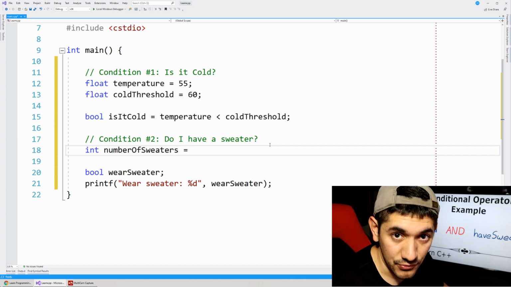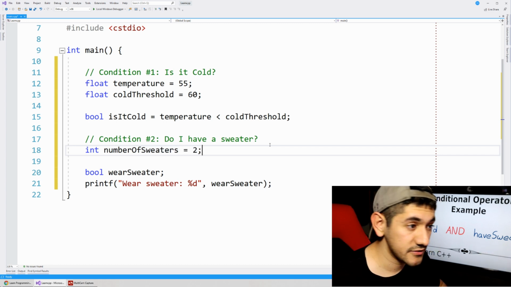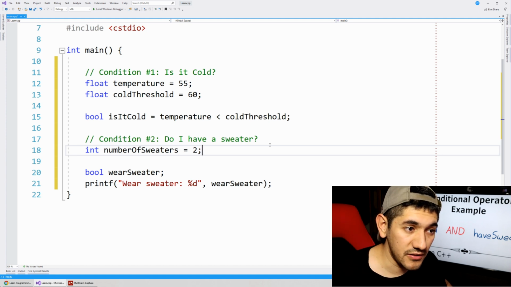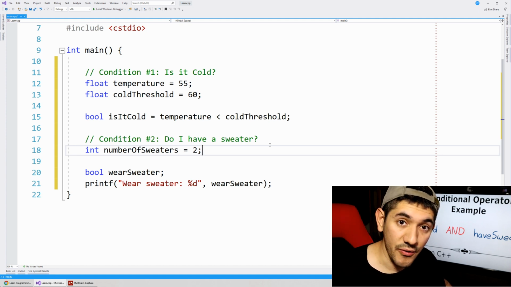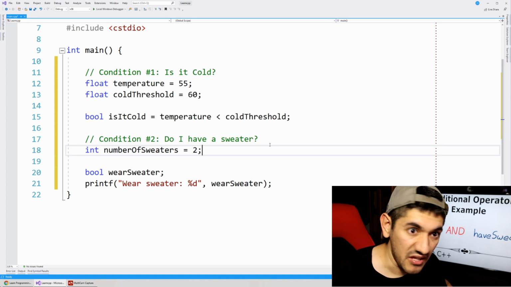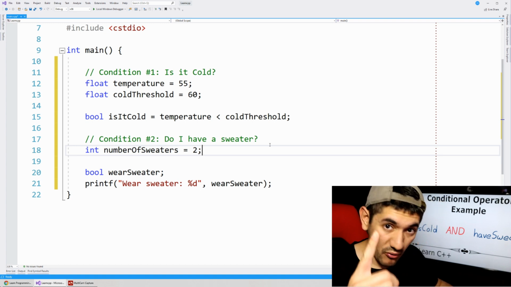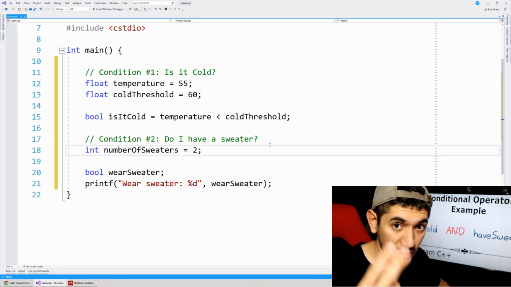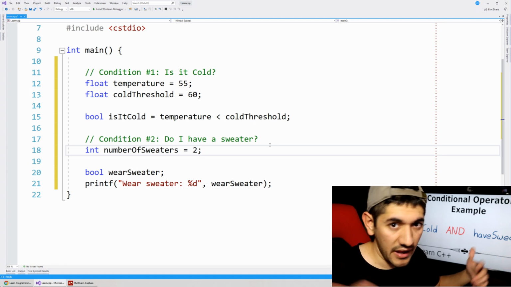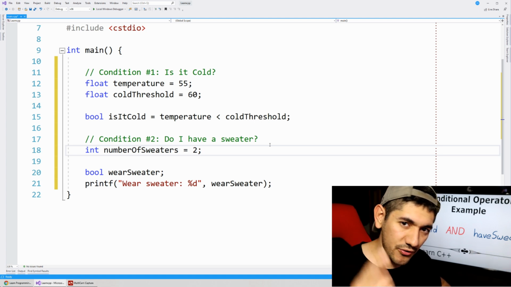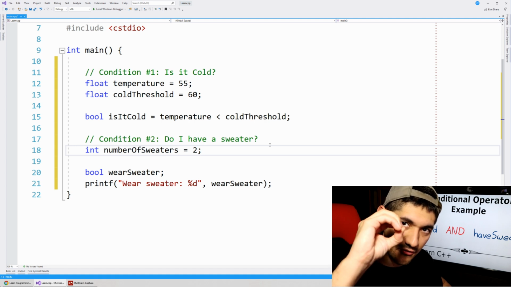And let's say that I have 2 sweaters. What other information do I need to know whether I have a sweater? Well, that's about it. If I have 1 sweater, then I have a sweater. If I have 2 sweaters, I have a sweater. If I have 3, I have a sweater. The only time that I don't have a sweater is if I have 0 sweaters.